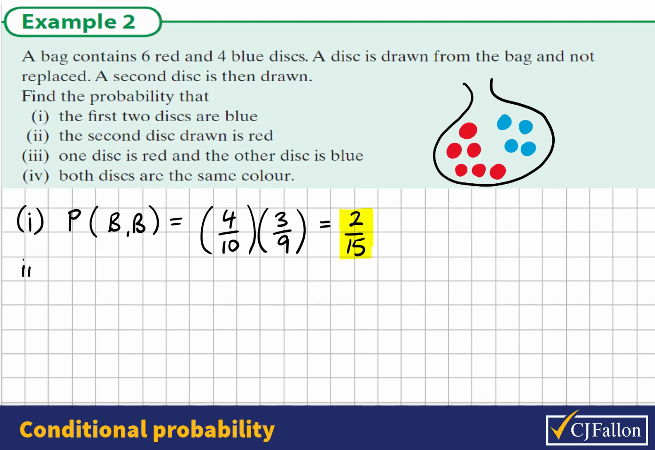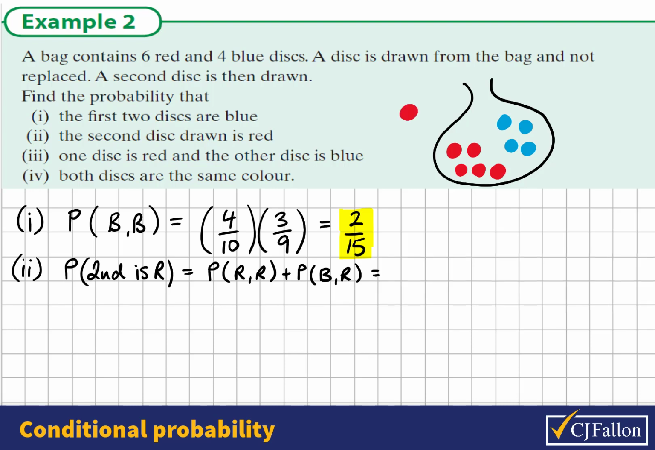Part 2, we're being asked, what's the probability that the second disc drawn is red? Now, if we think about this, there are 2 ways we could do this. We could have drawn a blue and then a red, or we could have drawn a red and then a red. We'll have to consider both of these options. So it's either a red-red or a blue-red, and we'll add both of these options together then.